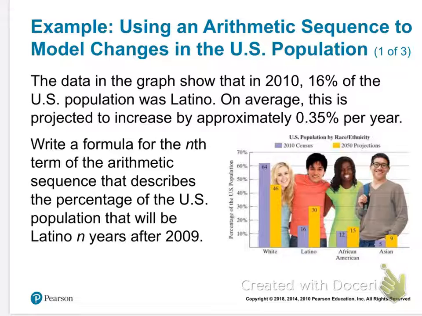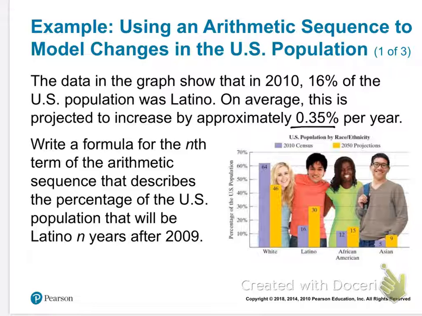Okay, so use the model. So the data in the graph shown that in 2010 16% of the U.S. population was Latino. On average, this is projected to increase by 0.35% each year. So it says write a formula for the nth term of an arithmetic sequence that describes the percentage of the U.S. population that will be Latino in years after 2009.